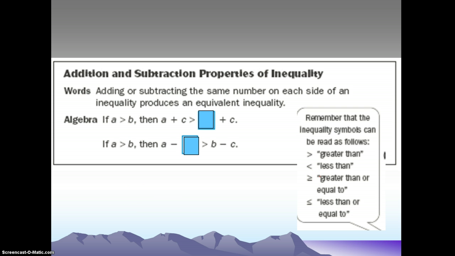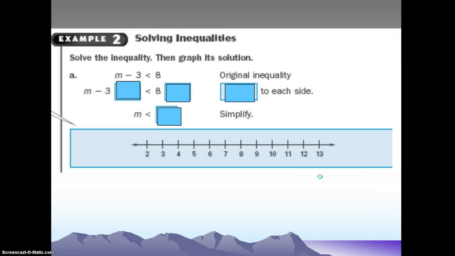The addition and subtraction property of inequality says that when you add or subtract the same number on each side of an inequality, it produces an equivalent inequality. Let's show you an example of that. We're going to solve the inequality m minus 3 is less than 8.